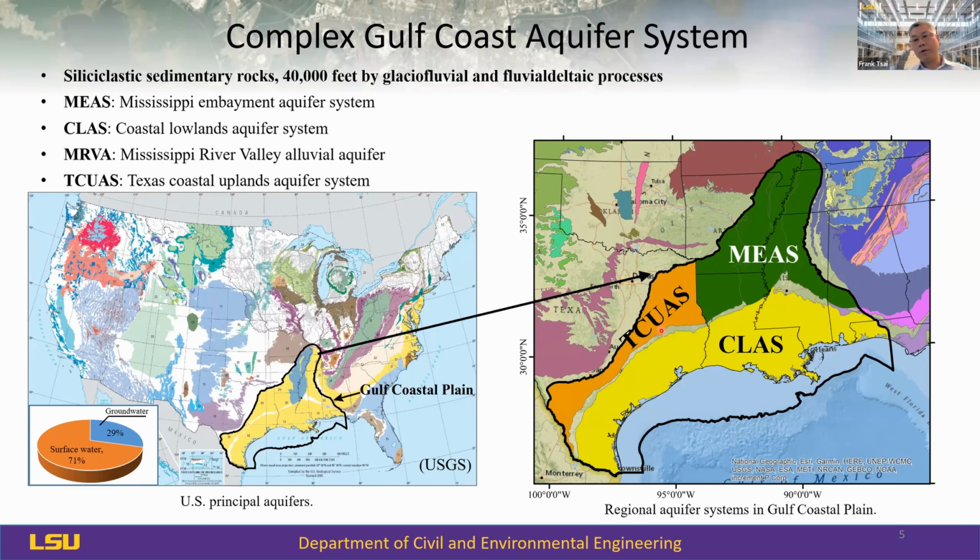Groundwater use occupies around 30% of water in this area, and another 70% of water comes from surface water. So groundwater is really, really important in this system.